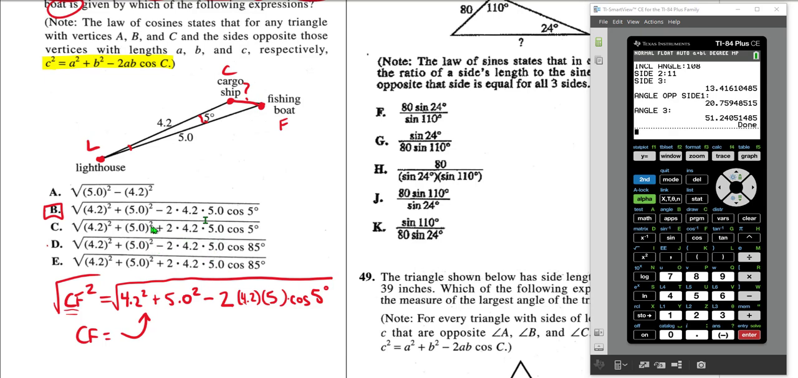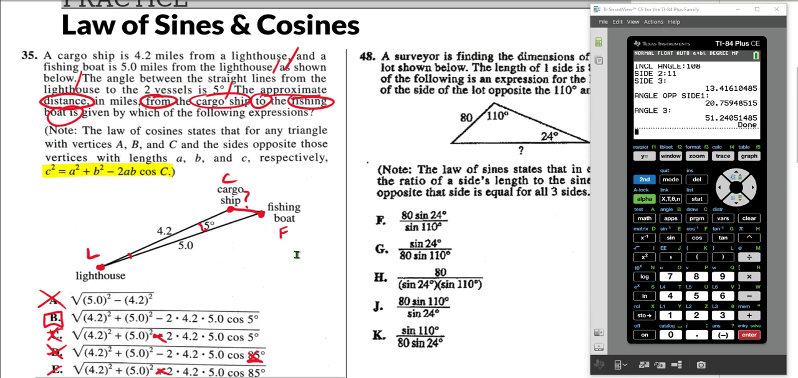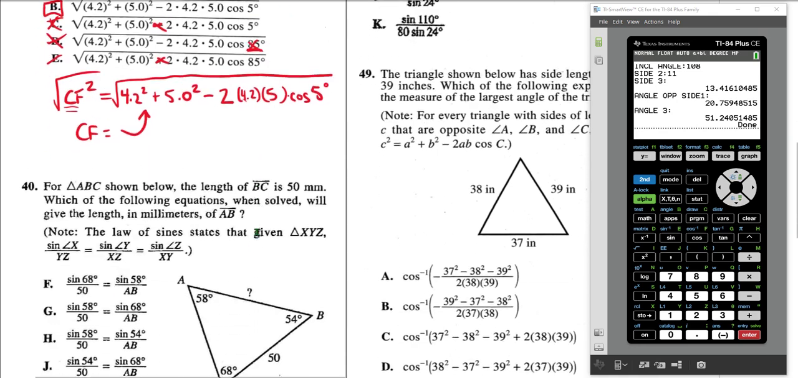Answer choice C and E we can get rid of because they have pluses, not minuses. That's at least the easy way to get rid of those two. Answer choice D doesn't have the right angle over here that we're taking the cosine of. We're not taking the cosine of an 85-degree angle, but a 5-degree angle. And then answer choice A actually looks like it's simply a Pythagorean theorem type answer. So the answer there is B. That is what they were asking for, the distance from the cargo ship to the fishing boat, and indeed that's what we found, the length of CF.